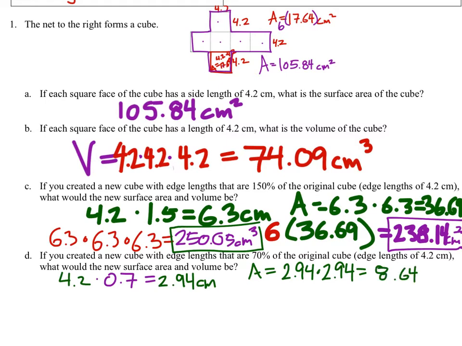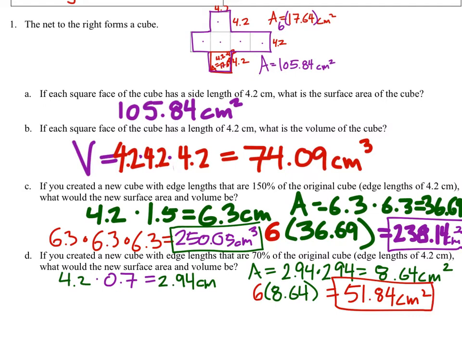8.64 centimeters squared. Now we can't forget we have 6 of those. I'm going to multiply 6 times 8.64. That will tell me the area of the whole thing. So the area of the whole thing is 51.84 centimeters squared.